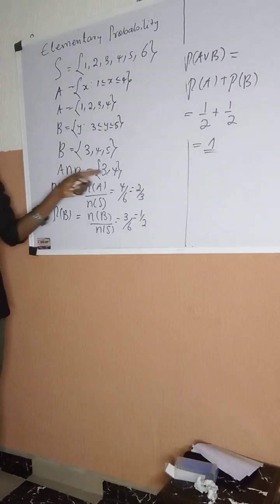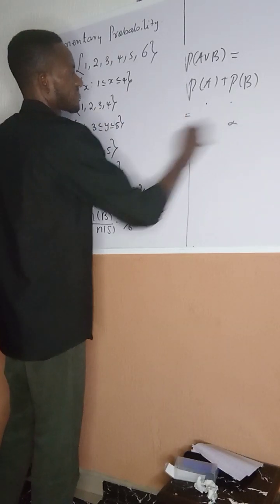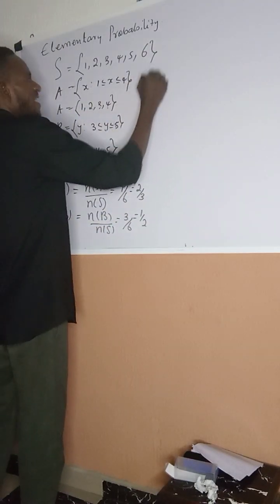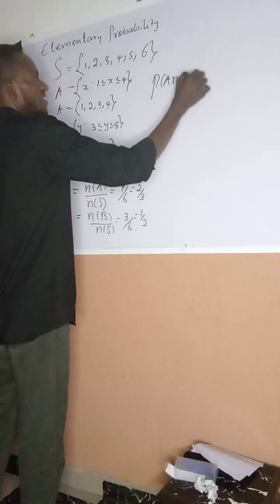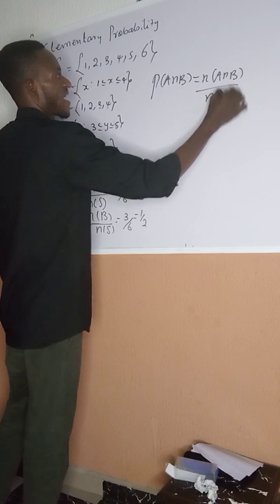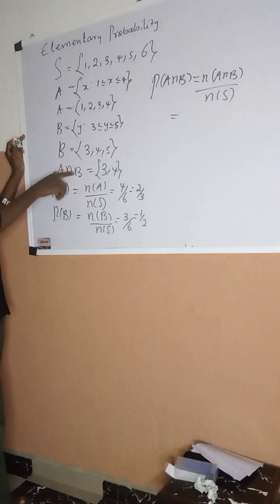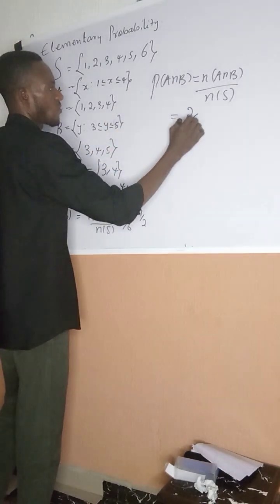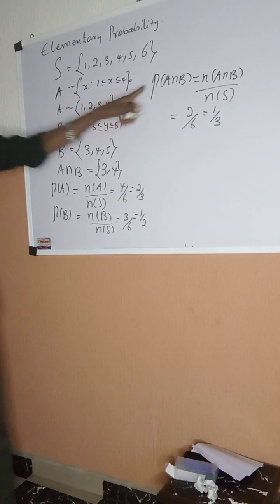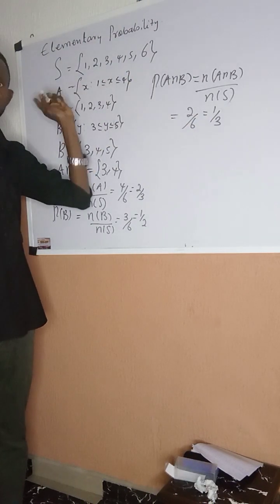Recall that our intersection is not empty. So we are going to look for the probability of the intersection. The probability of A intersection B is given as N of A intersection B over N of S. The number of elements in A intersection B is 2. So I have 2 over 6, which is 1 over 3. So the probability of A intersection B occurring is 1 over 3, unlike before, when the probability of A intersection B was 0.